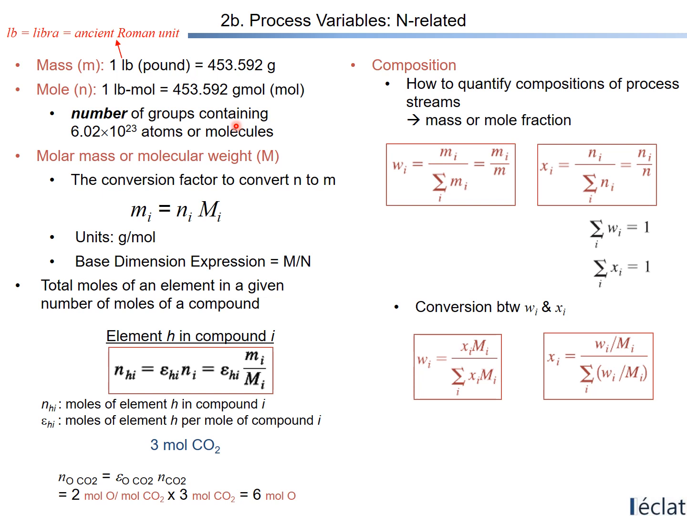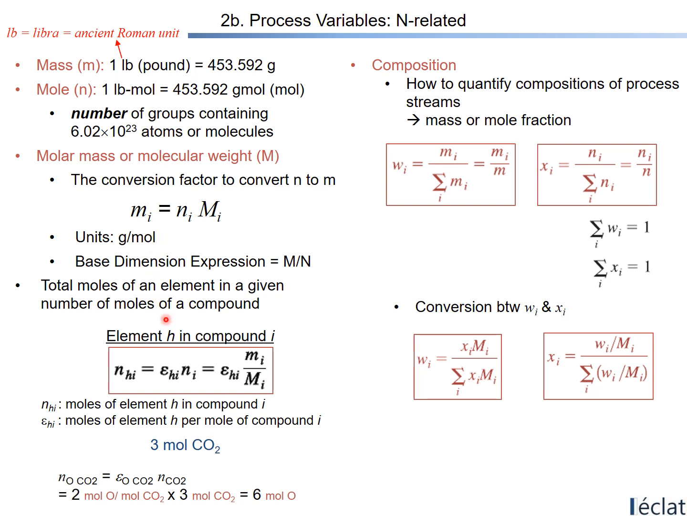Sometimes we should convert mass to mole or vice versa. The quantity used for that kind of conversion is molar mass, or sometimes called molecular weight, large M. The conversion factor to convert moles to mass is the molecular weight. Mass of species i is equal to moles of species i times the molecular weight of that species. Unit? Gram per mole.